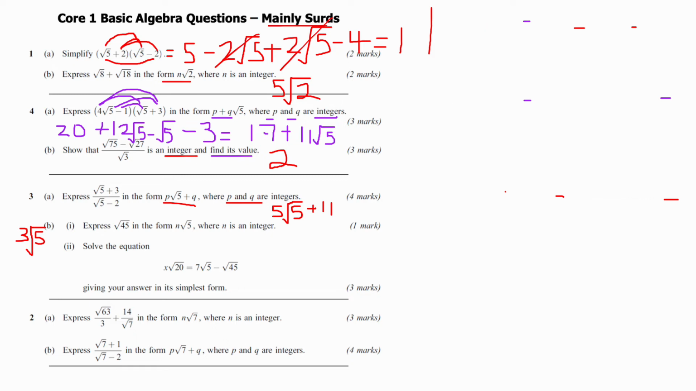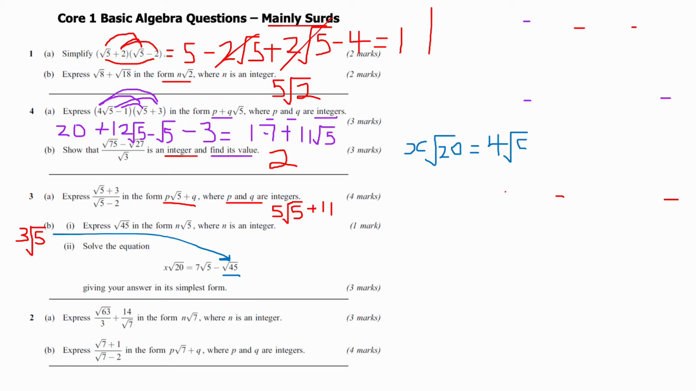Okay, so we've got x root 20 equals 7 root 5 minus root 45. Well, I can just replace that first of all with this, 3 root 5. So I have x root 20 is equal to 7 root 5, take away 3 root 5, which is going to be equal to 4 root 5.